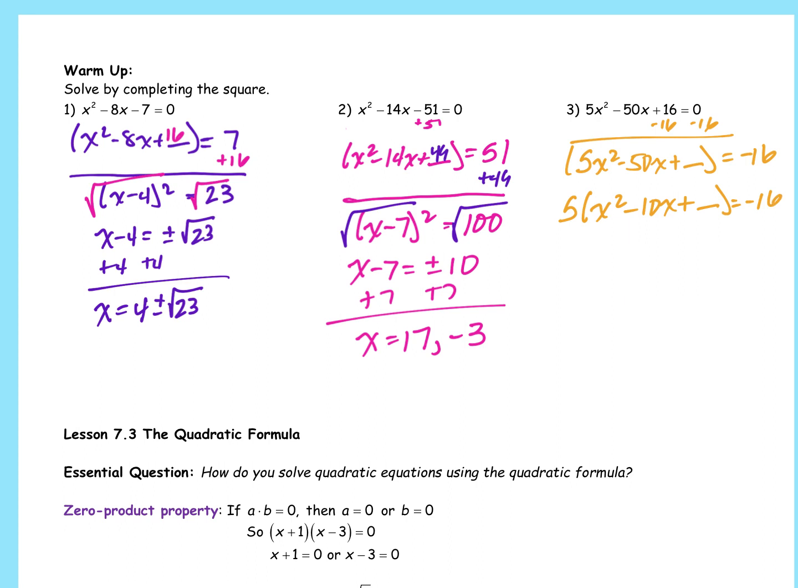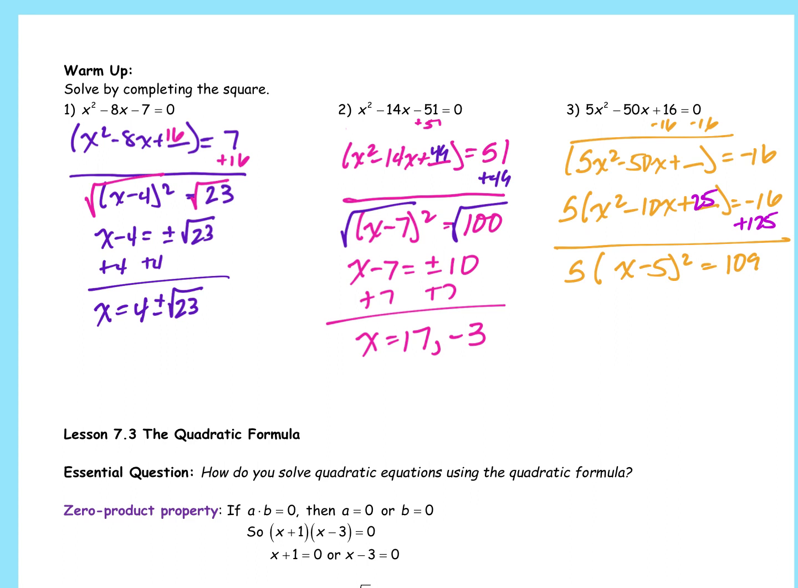Equals negative 16. Half of 10 is 5. 5 squared is 25. And I had 5 of those, so that's plus 125. So I'm going to get 5 times x minus 5 squared equals 109, is that it? 125 minus 16. Yeah, 109.